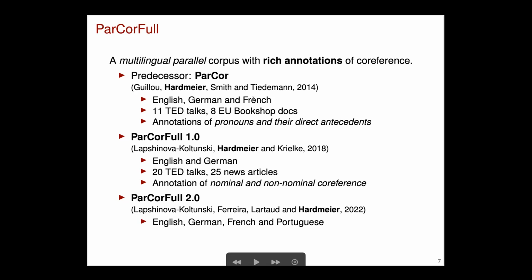The predecessor of ParCorFull was another corpus called ParCor that we created in 2014 for the languages English, German, and French. It contained 11 TED Talks and 8 documents from the EU Bookshop from the European Union. And ParCor only contained annotations of pronouns and their direct antecedents. So at that time, we were interested in the translation of pronouns and believed that all you need is to know what a pronoun refers to.